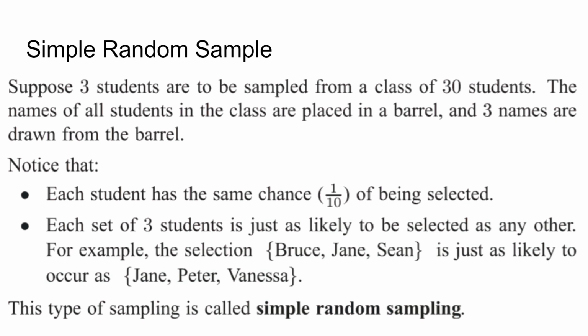It says, suppose 3 students are to be sampled from a class of 30. The names of all the students are placed into a barrel. We'd probably use a hat, right? And the 3 names are drawn from the barrel. So each student has an equal chance of being selected because there are 3 names chosen, and they're out of 30. Each student has a 1/10 chance of being selected. Each set of 3 students is just as likely to be selected as any other. So that's what happens when we talk about a simple random sample. Every individual and every subgroup has an equal chance of being selected.